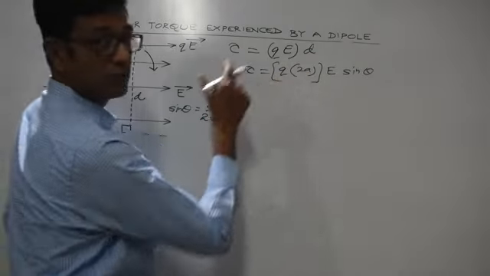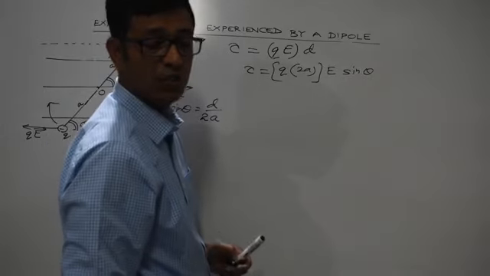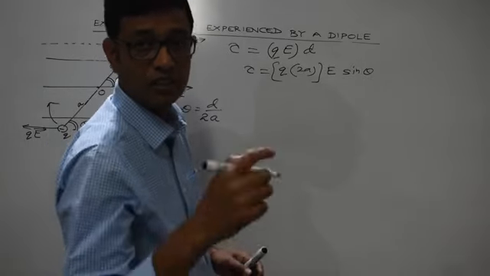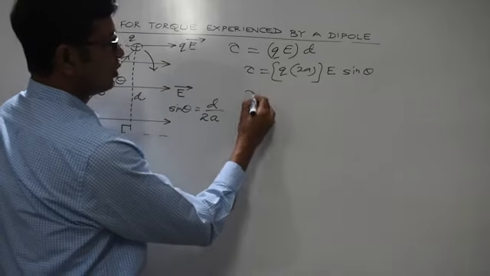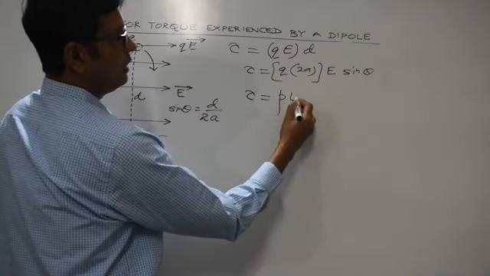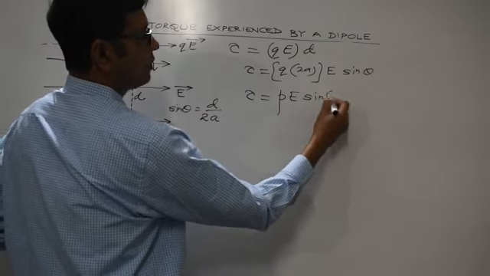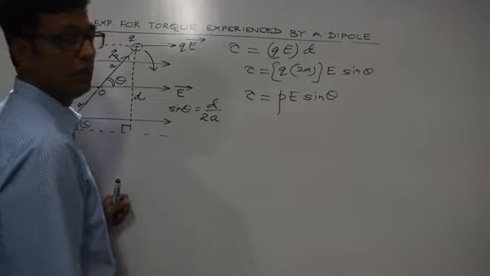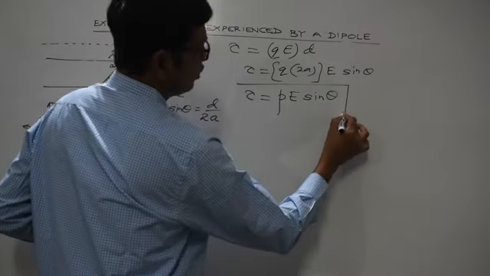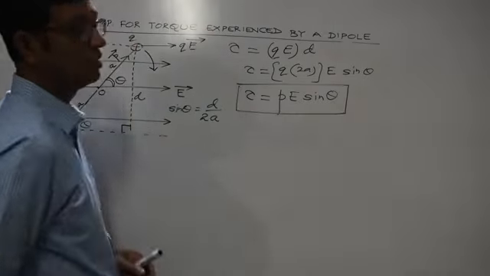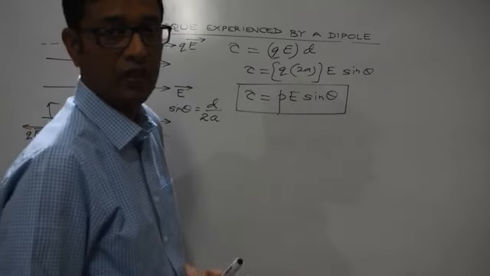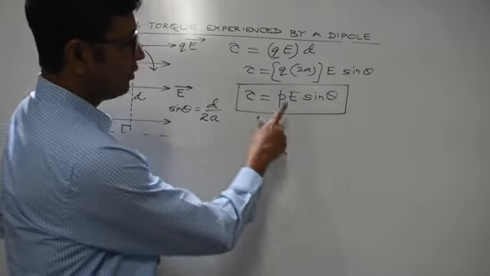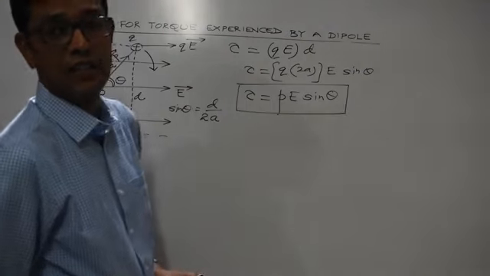Now there is a special term we are aware of. It's known as electric dipole moment, represented by small letter p. So torque is equal to pE sine theta. This is the magnitude of the torque experienced by an electric dipole under the influence of a uniform electric field. Theta, remember, is the angle between the dipole moment and the electric field.